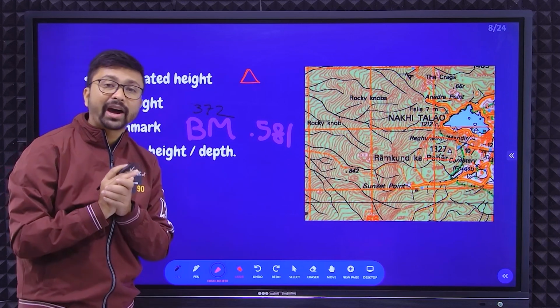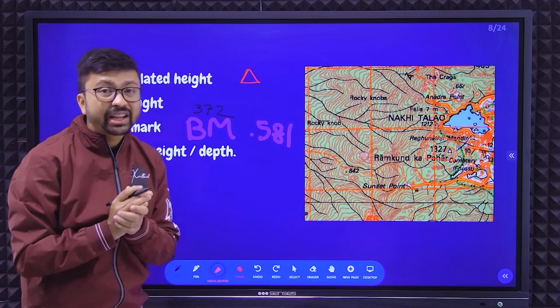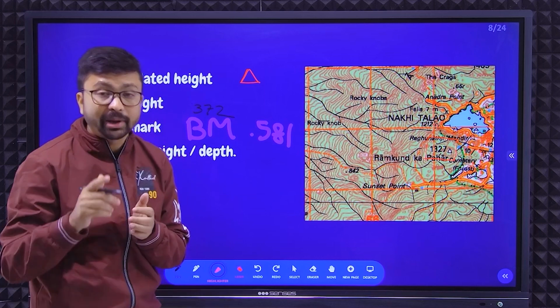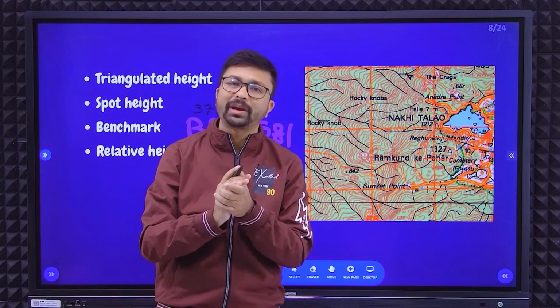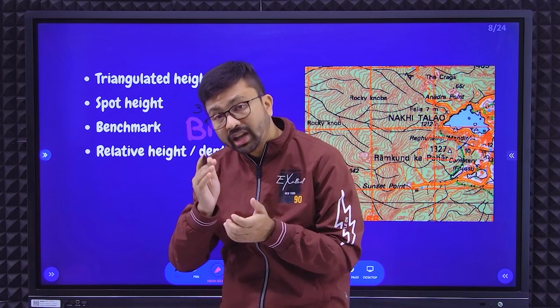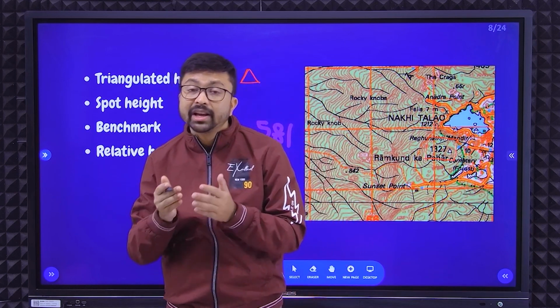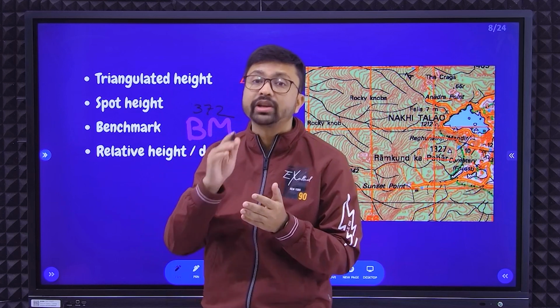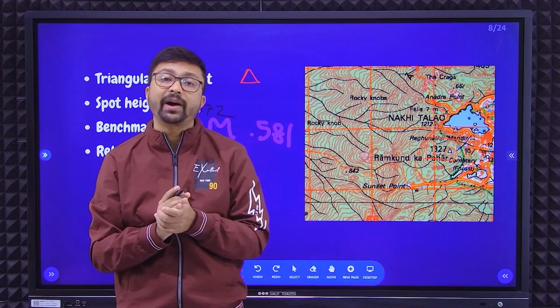Next, relative height and relative depth. Remember, relative height and relative depth is not the height from the sea level. Most of the time students make mistakes on that. Relative height or relative depth is not the height from the sea level, it is the height from the surroundings. That's why it's called relative height or relative depth.